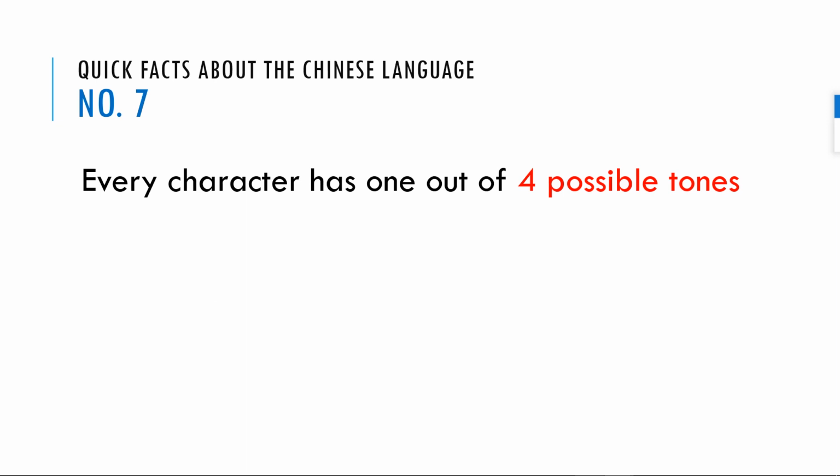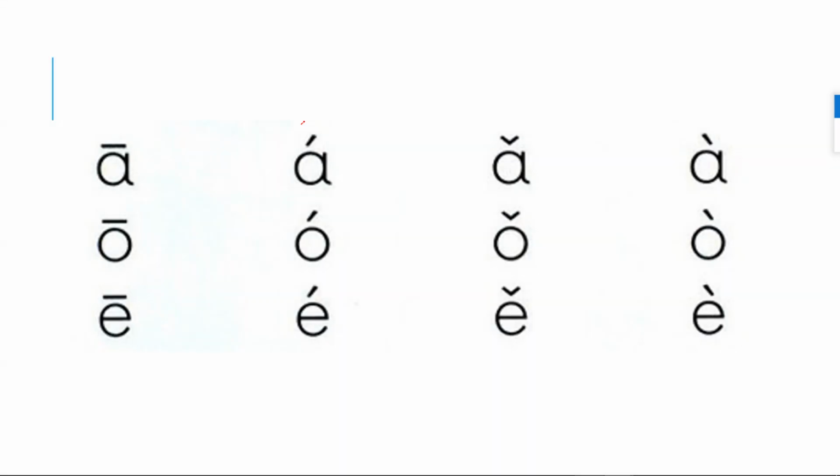All right. The last, I guess, is the last quick fact about Chinese language is that every Chinese character has 1 out of 4 possible tones. Probably you have noticed these signs, right? These signs denote the tones. Chinese character has 4 tones. Okay, namely, the first one, you should read them this way: ah, ah, ah, ah.